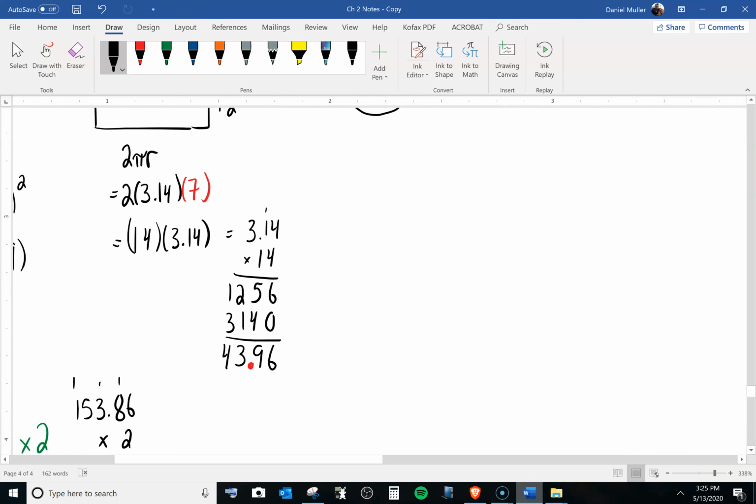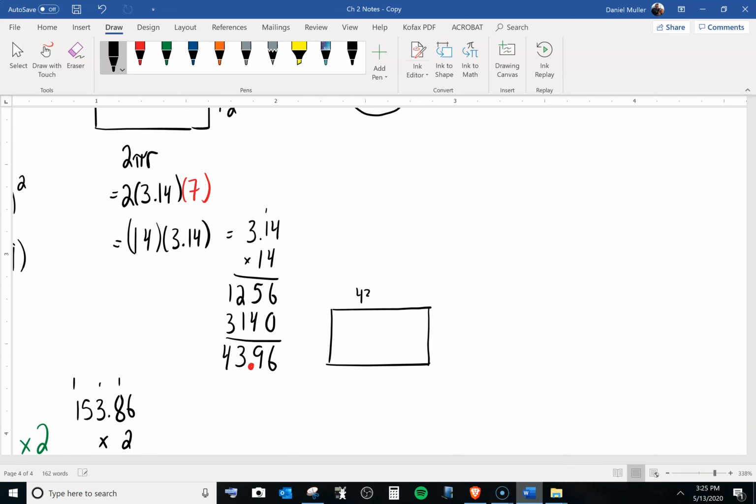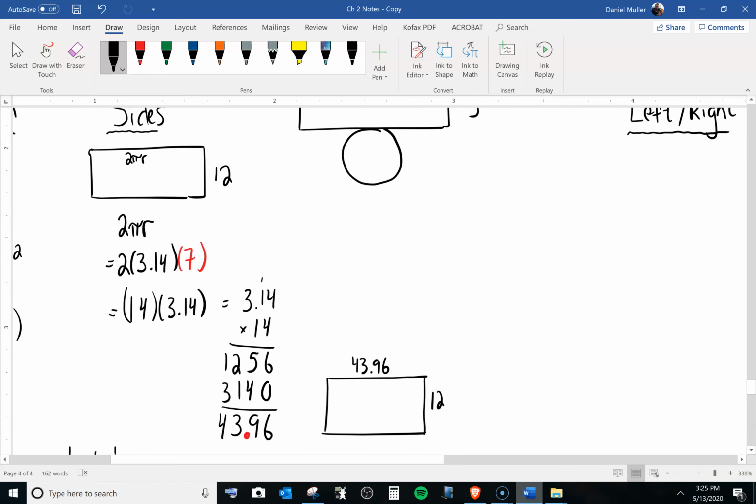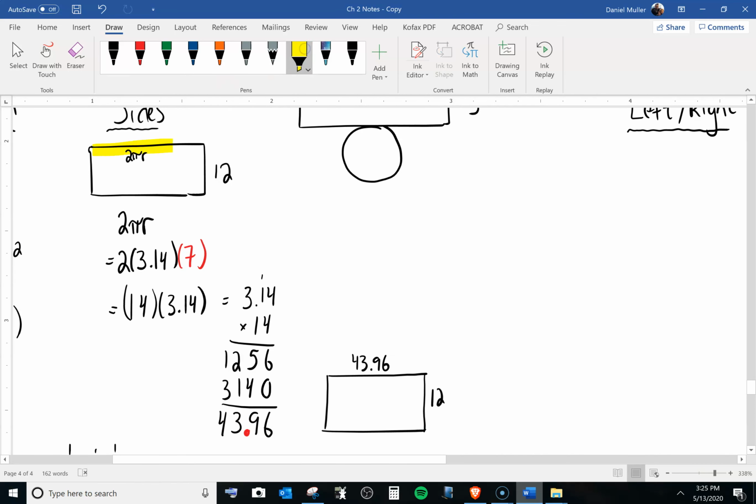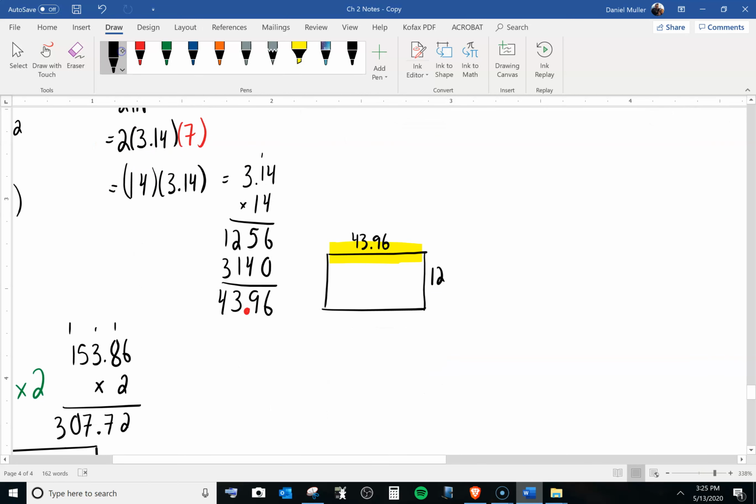Okay. So that means I have this now, which is 43.96, and then I have this as my 12. I've now figured out all of that work, 2 pi r. Pi is 3.14, r is 7, multiplied that. 7 and 2 is 14, and then did the vertical multiplication. So now I actually need to find the area of that.